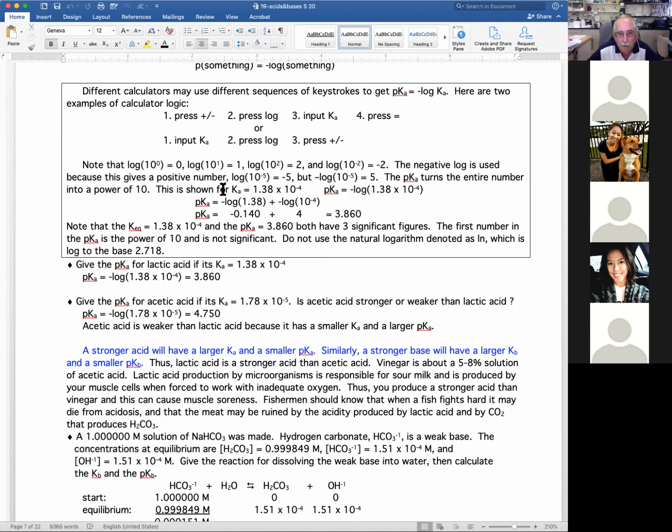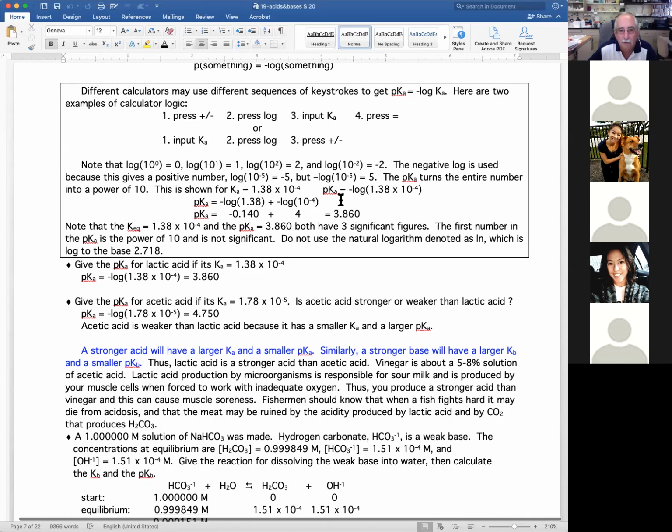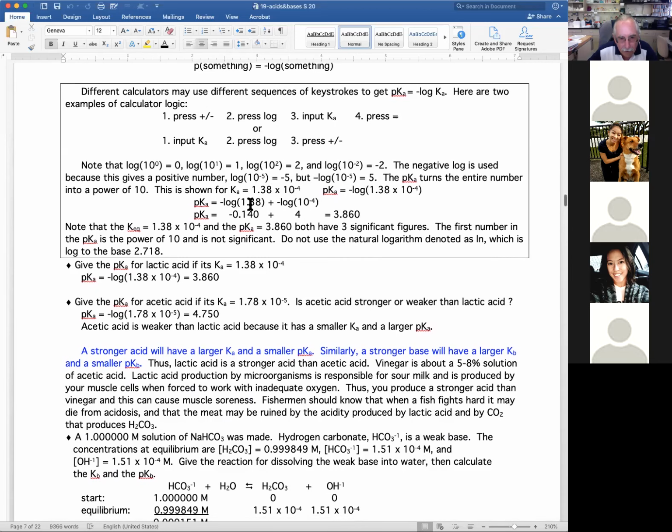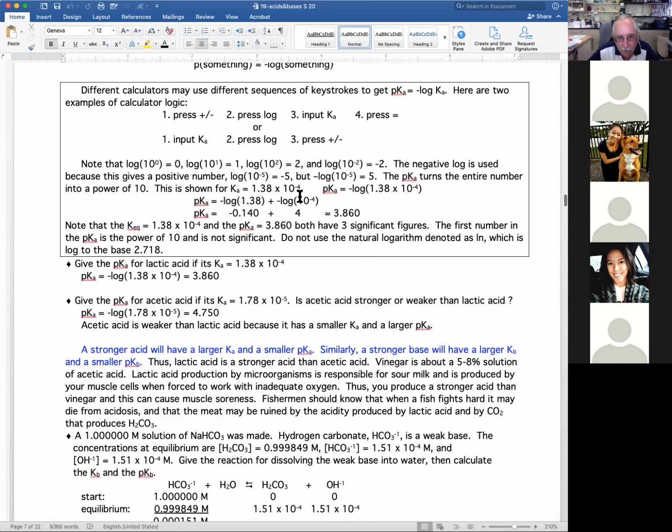So here's the pKa. Here's the Ka for lactic acid, and here's the pKa, what we do with it. So I put it step by step. When we take the logarithm, you're doing the logarithm of the 1.38, and you're doing the logarithm of 10 to the minus 4th. But notice I'm taking the negative logs, right? So I get this value and I get that, so it turns out to be 3.86. So what you need to be able to do is simply put in this number right there and get 3.860.